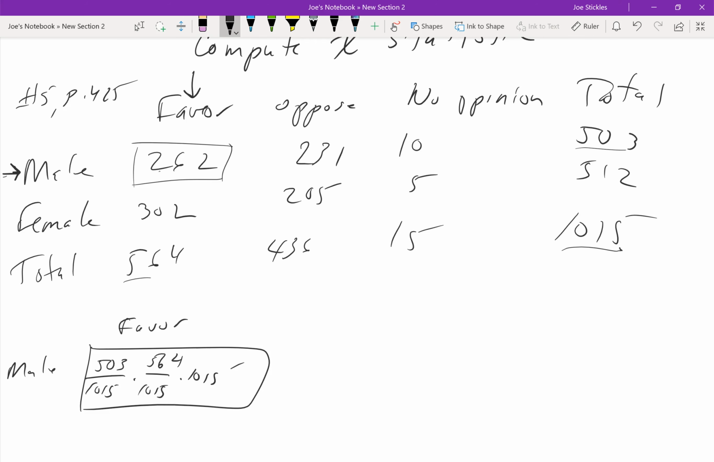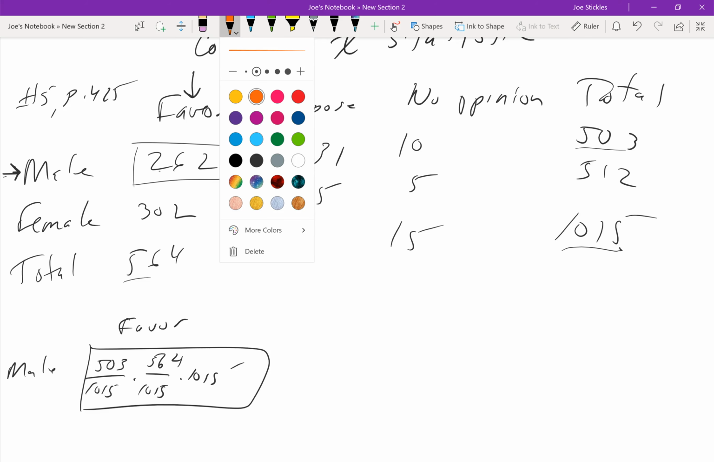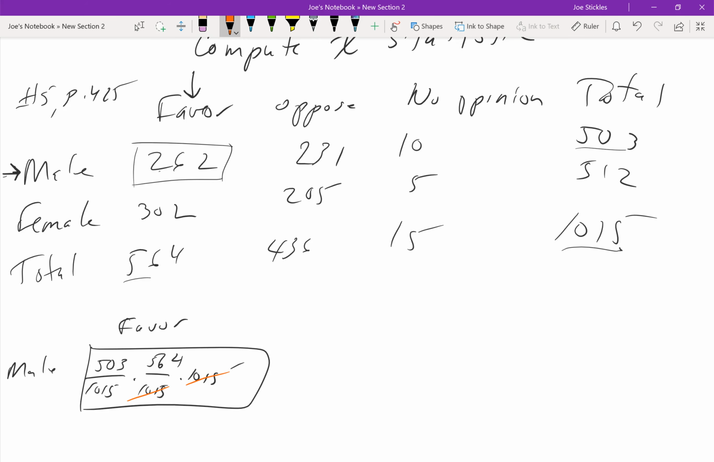If they're truly independent, you should be able to calculate the expected number in the intersection by calculating the probability of the intersection by multiplication and then times the total number. Right? That was the whole idea. Okay. And then, of course, these two numbers cancel each other out. So you really just have to do the 503 times the 564 over the 1015.